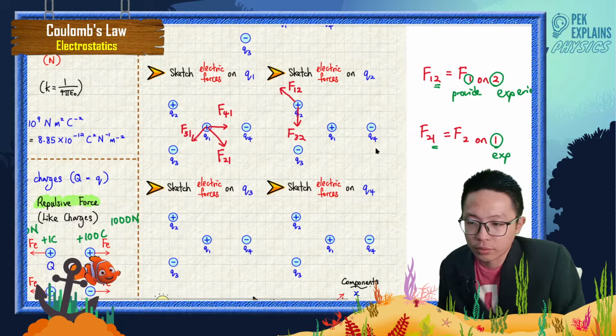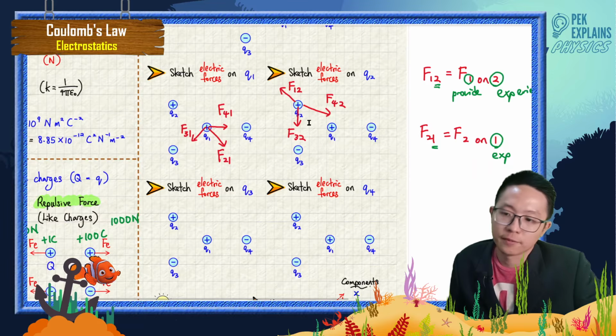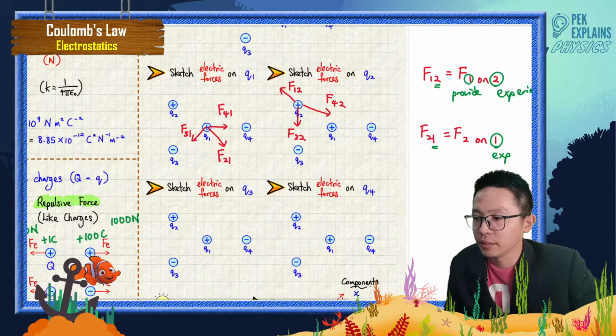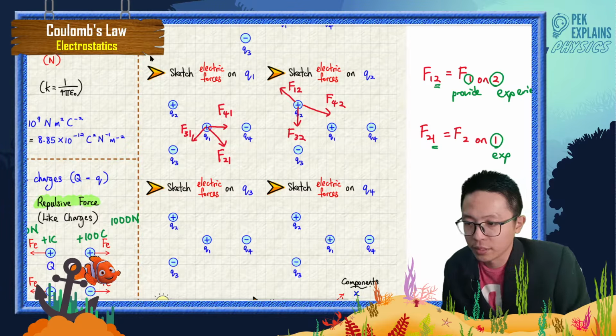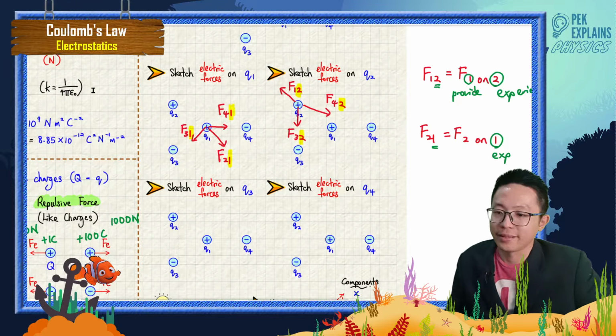So between 2 and 4, they attract each other. So this is F42, where 2 experiences the force. You see that? Very simple. Just to show you, Q1 means 1 experiences a force. Q2 means 2 experiences a force. Okay, that's it.